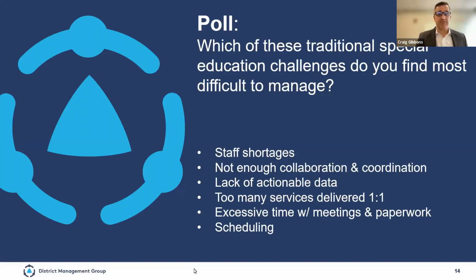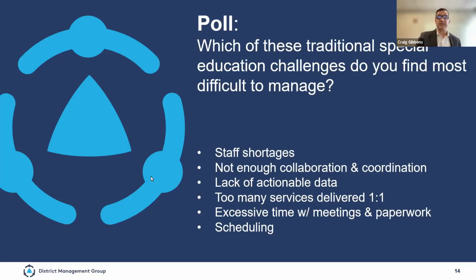Data, we have a common thread: data rich, information poor, right? So how do we leverage the information? Do we have it? Too much one-on-one service when small groups would be appropriate. All the other stuff that goes around serving kids, meetings, paperwork, you name it. And really trying to make sure that we can serve all of those needs, right? It's compliance-based. We have to get those services to kids during the school year.